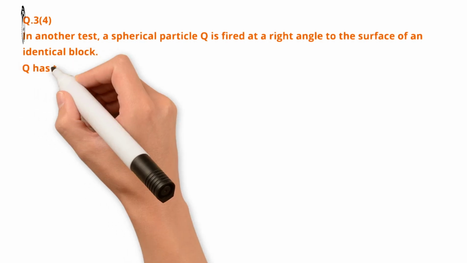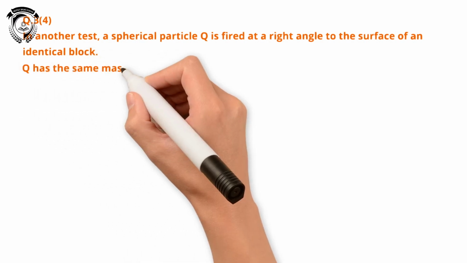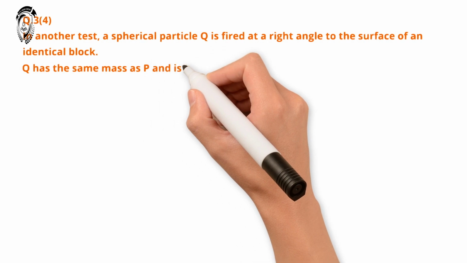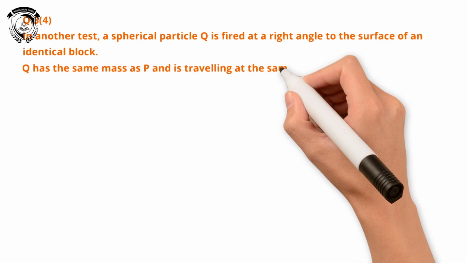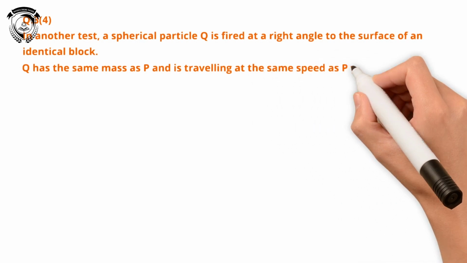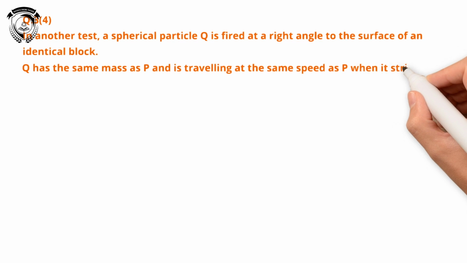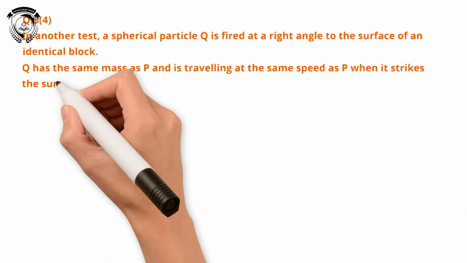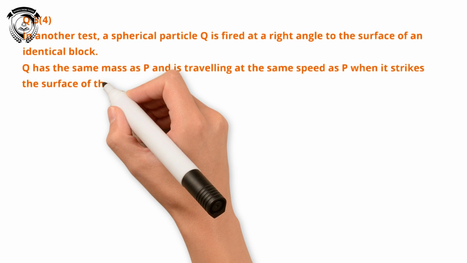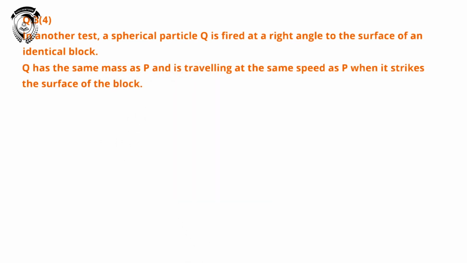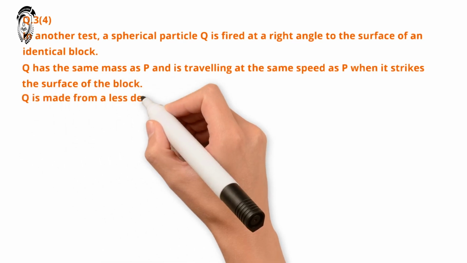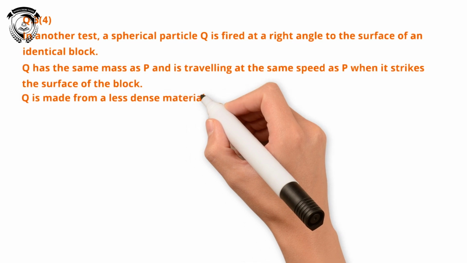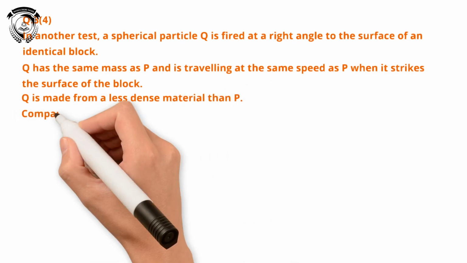Why? Because it has a bigger volume, and if it has a bigger volume, then what? It will experience a higher air resistance. Because particle P is formed from a more dense material, it will encounter less resistance and is likely to travel a greater distance before coming to rest. In other words, they said that Q is made from less dense material. How is density related to volume? It's inversely proportional. Something which is less dense will have more volume, as in the case of particle Q. So more volume means a greater amount of air resistance experienced.